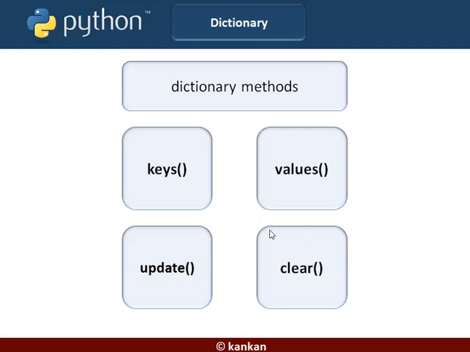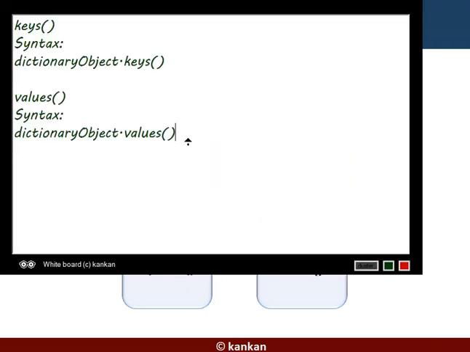The next dictionary method to be discussed is update. Sometimes we need to add one dictionary to another dictionary. That's why this method is used. Why is update used? To add two dictionary objects. So what is the syntax of using the update method?